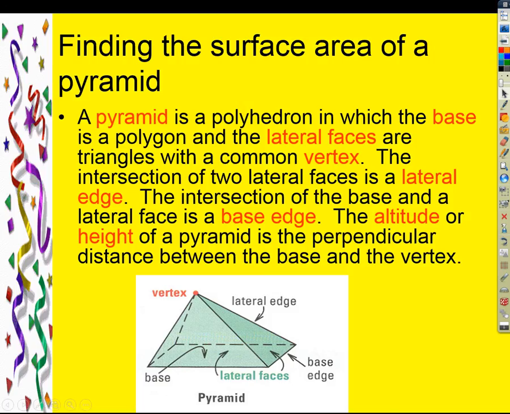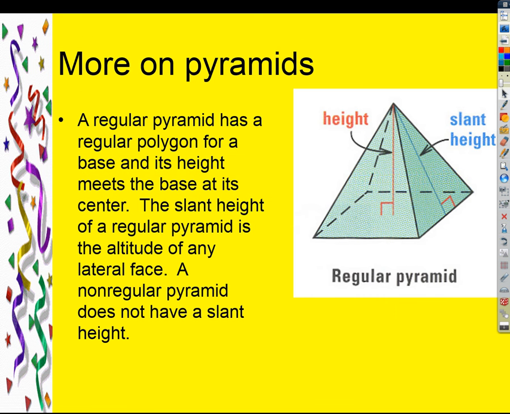The altitude is the height that the vertex is above the coffee table. In other words, it's the perpendicular distance from the vertex to the base. We also call that the height. You can see that in this case we've got a regular polygon for the base. This is a regular pyramid where the vertex is right over the exact center of the base.